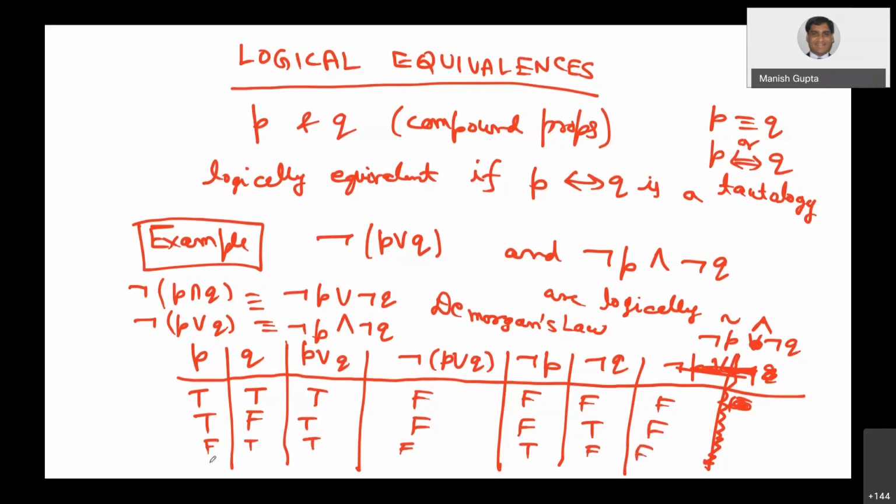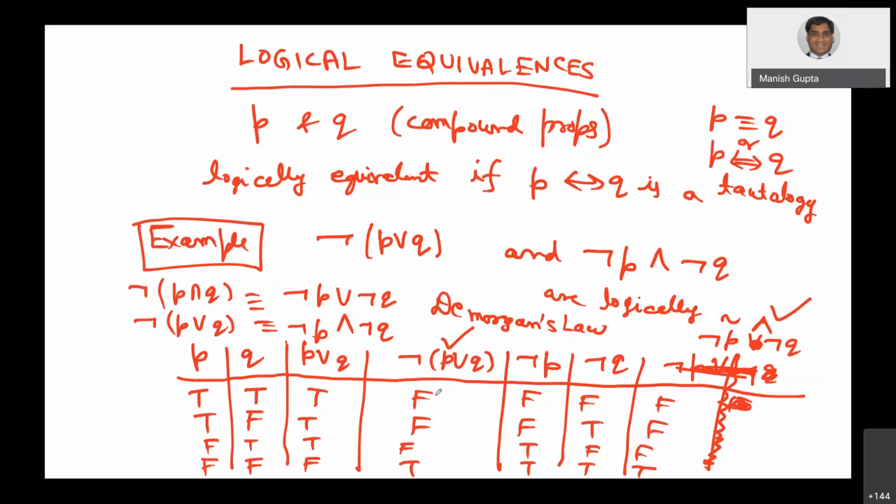When writing so many things, I'm always making mistakes, anyway. False, false, false. This will be true, true, true, true. So you can see that this column and this column, right? They are matching in the truth values: false, false, false, true, false, false, false, true. So they are logically equivalent, right? Okay.